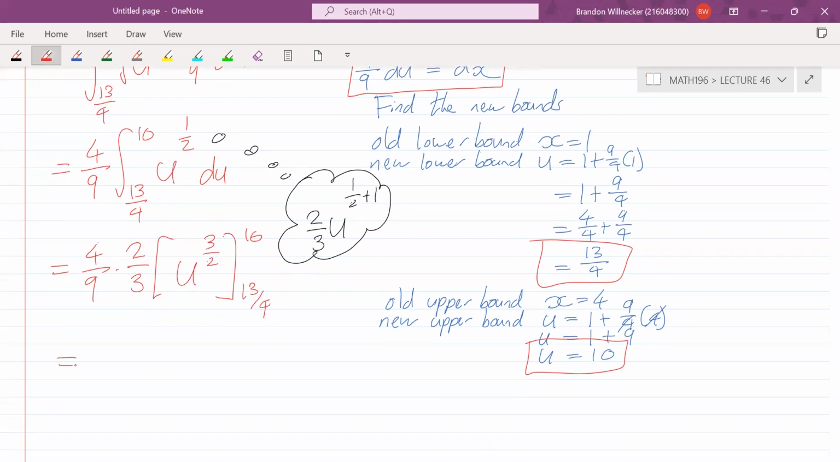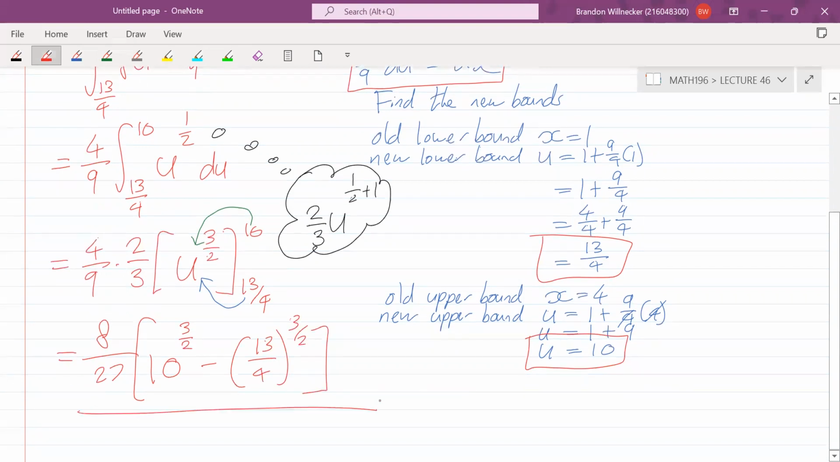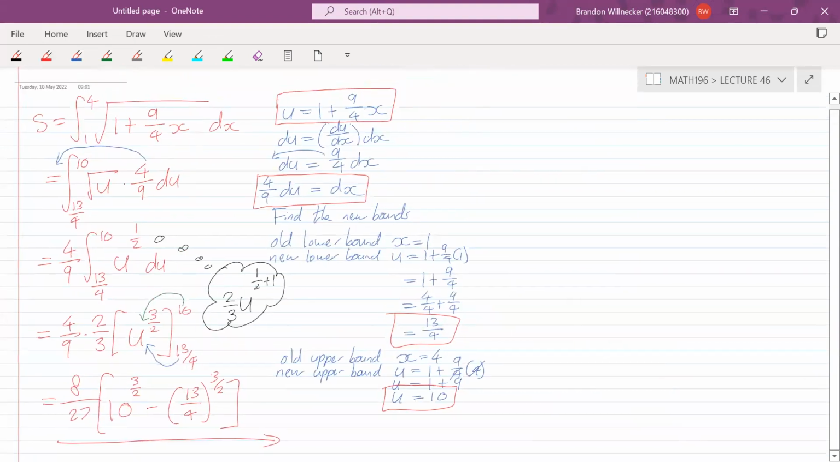Okay, now we can multiply the fractions in front. So 4 times 2, that's going to be 8. 9 times 3, that's going to be 27. Then we need to substitute the upper bound. So we substitute in 10. So it's going to be 10 to the 3/2 minus, we substitute the lower bound. So that's going to be minus 13/4 to the 3/2. Okay, and then that's our answer for the length. Okay, is that all right?